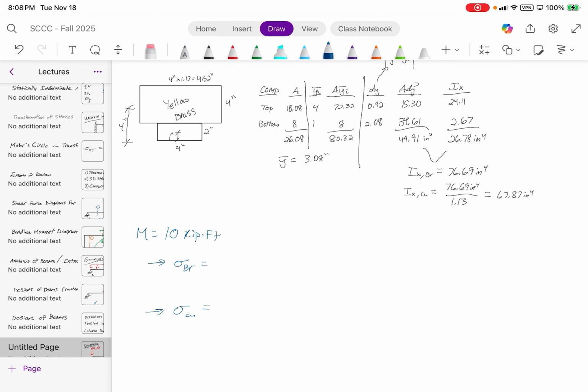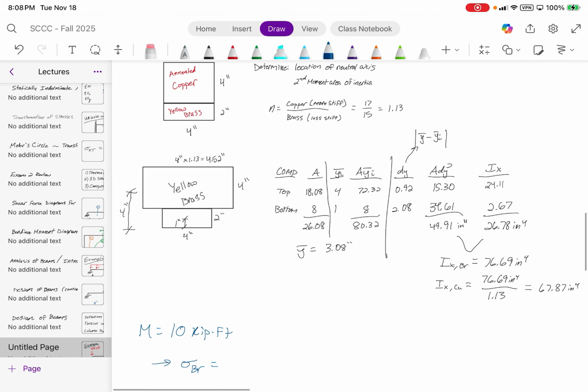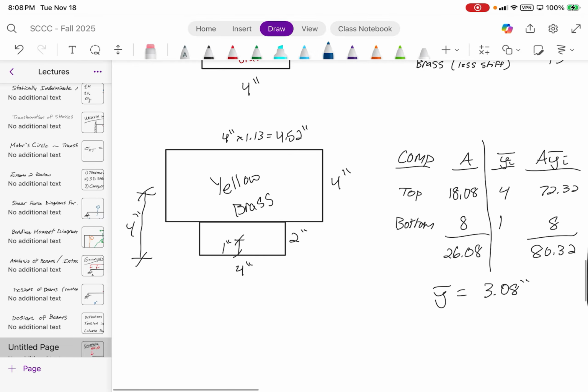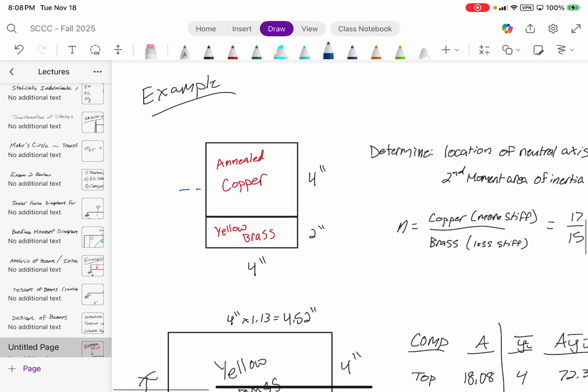Okay, that's cool. Did you guys figure out the stresses? I know I was talking a little bit about it, but did you find it? Okay, no worries. For the yellow brass, the Y value is just going to be Y bar, because your neutral axis is roughly here, which means this is going to be your Y for the brass, and this is going to be your Y for the copper. This is just Y bar, and this is just 6 inches minus Y bar.